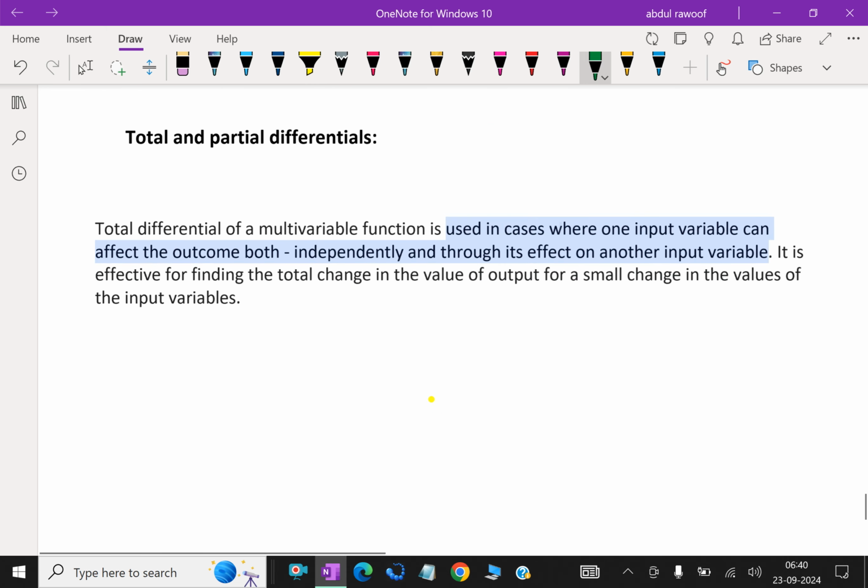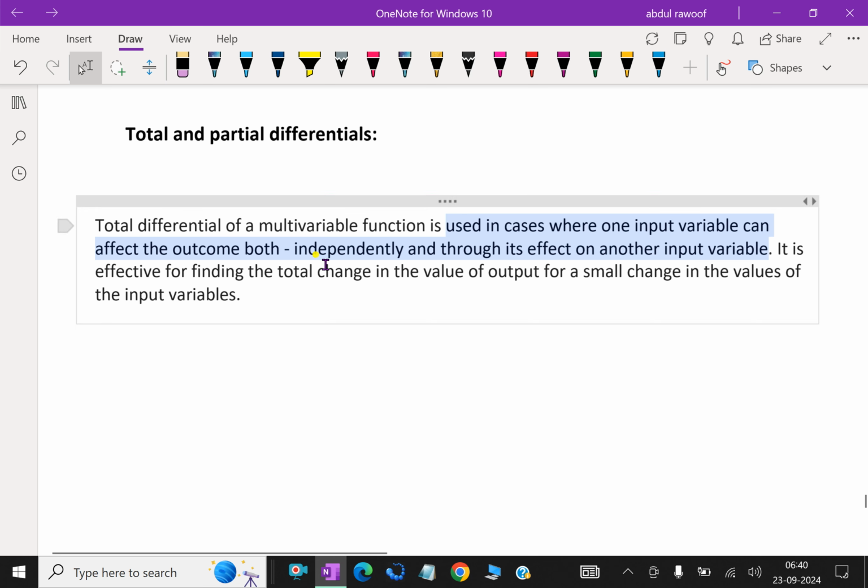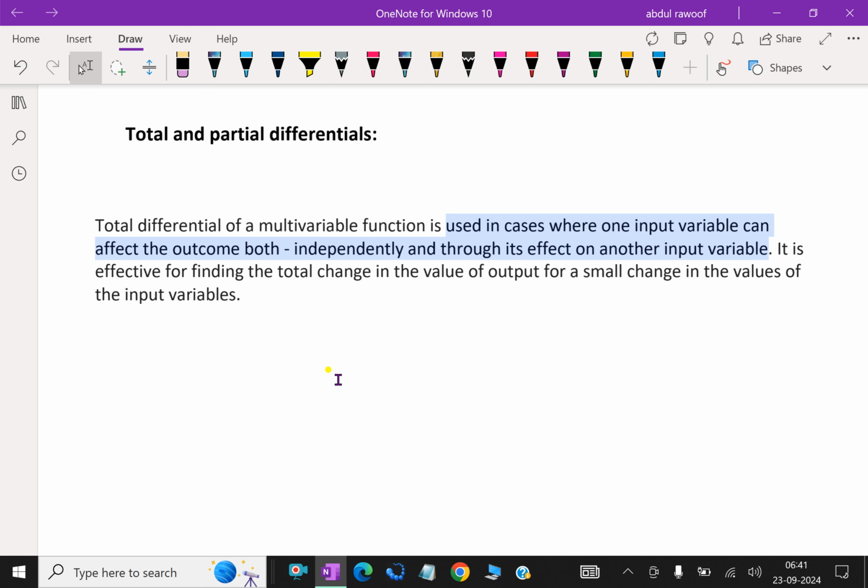Next one, total and partial differentials. The total differential of a multivariable function is used in cases where one input variable can affect the outcome both independently and through its effect on another input variable. It is effective for finding the total change in the value of output for a small change in the value of input variables.